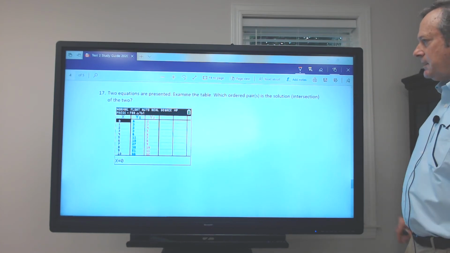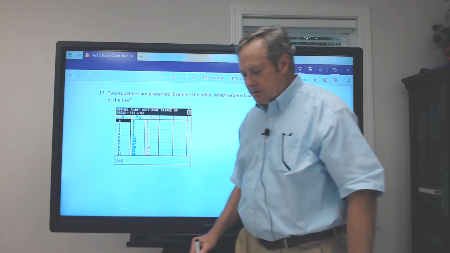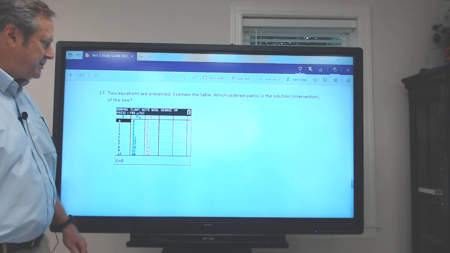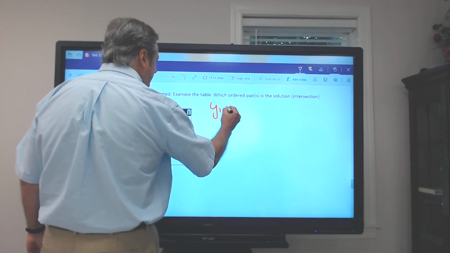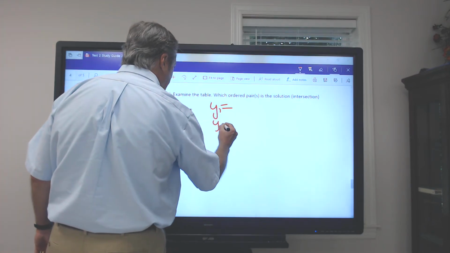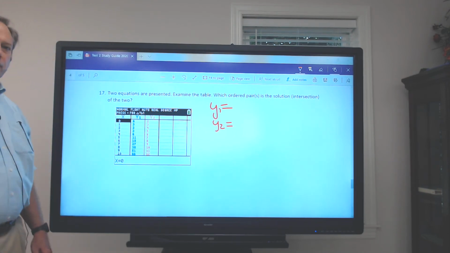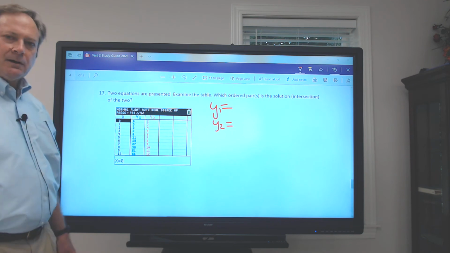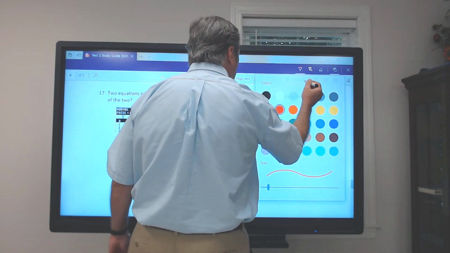Number 17. There are two equations that are presented. How would you know that if I didn't tell you anyway? Well, you got a y sub 1 and a y sub 2. That means in the y equals menu, you got some equation here, and the y sub 2, you got some equation there. This is a system. So where do they intersect, if at all? In other words, do they have any like ordered pairs?